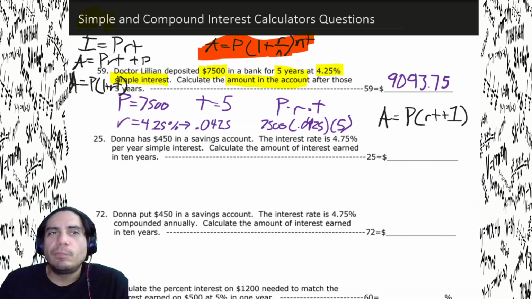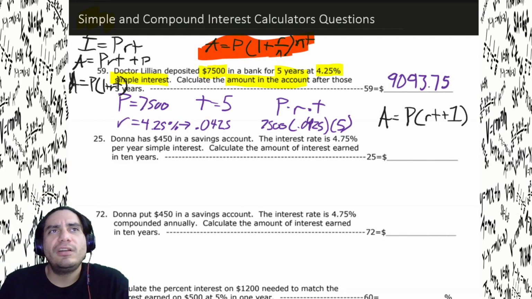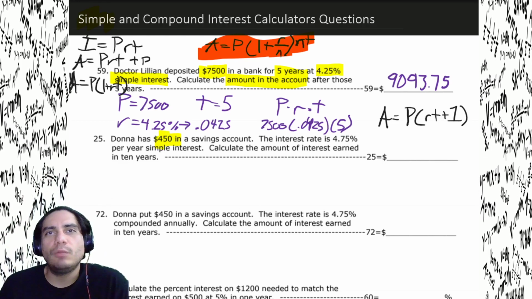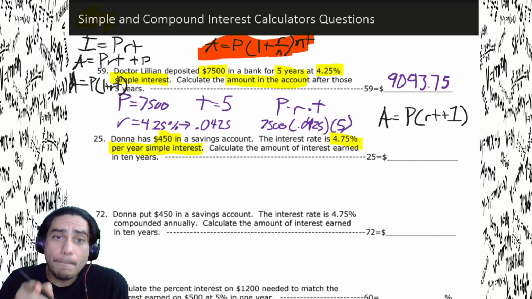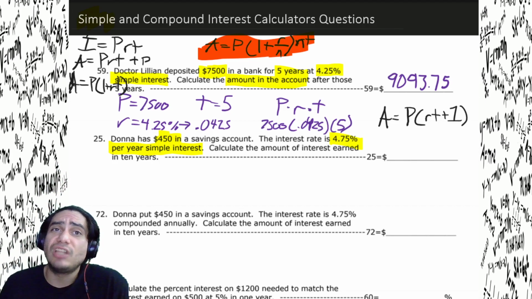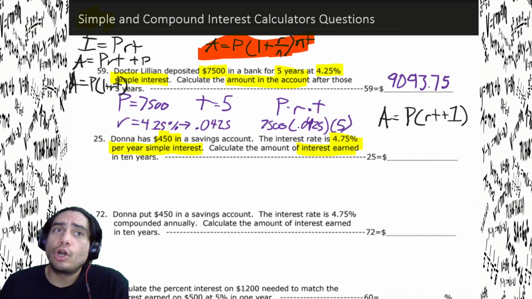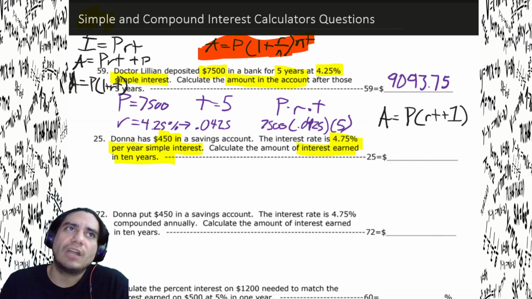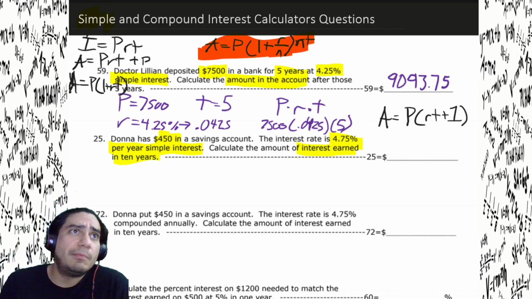All right, let's take a look at number 25, the next one. Okay, we got ourselves $450 in the savings account. Okay, we're starting off good. We got ourselves the 4.75% simple interest. Notice the simple, we're going to be using that simple formula. Calculate the amount of interest earned in 10 years. We got our time, 10 years. All right. Yeah, if you don't see it, I'm underlining it again for you.